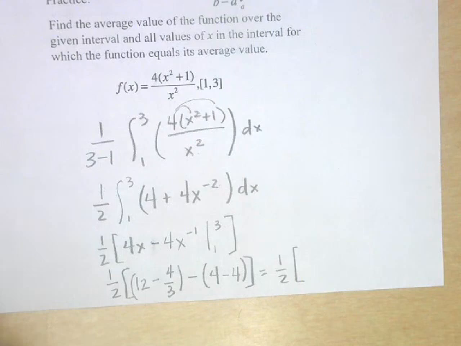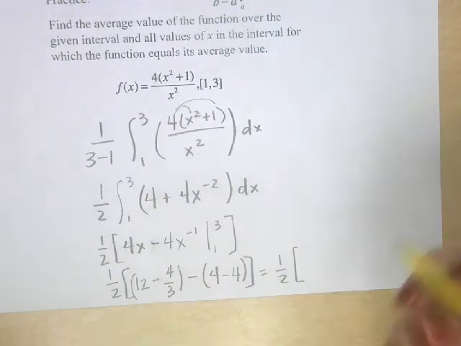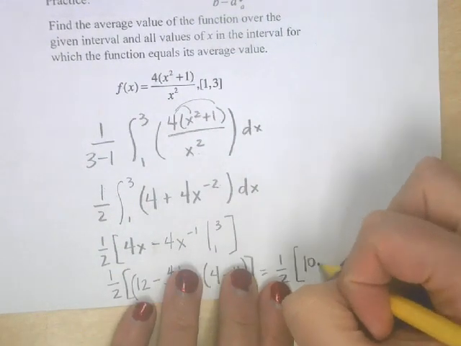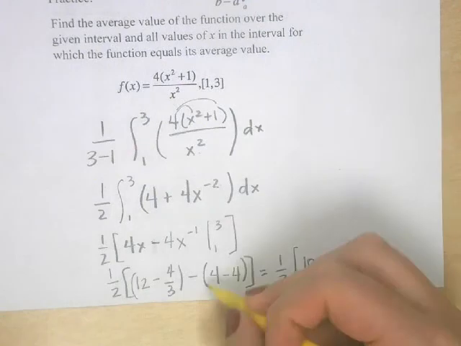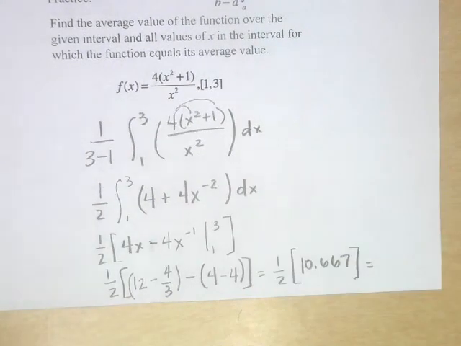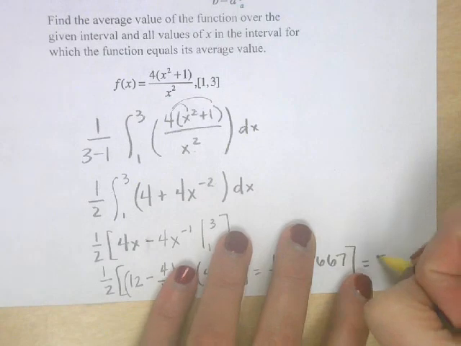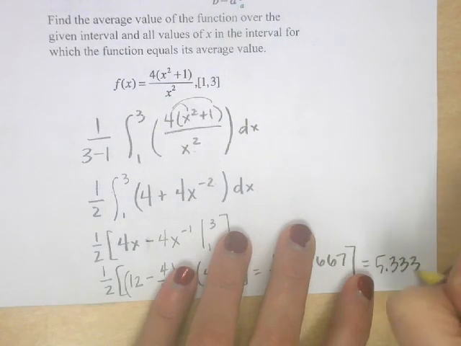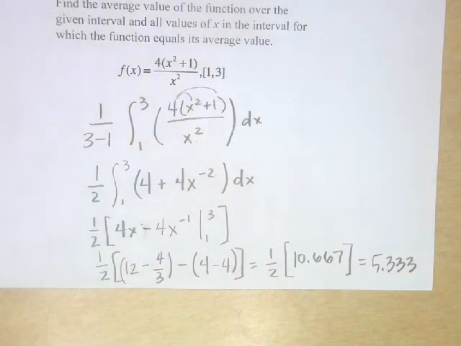So I'm going to have 1/2 times 12 minus 4/3, which is 10.667 minus 0. So I don't need that at all. Divide by 2, gives me an answer of 5.33.